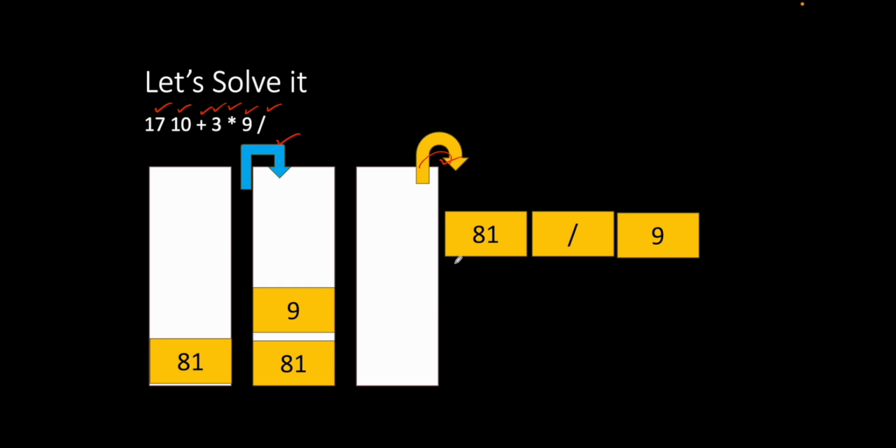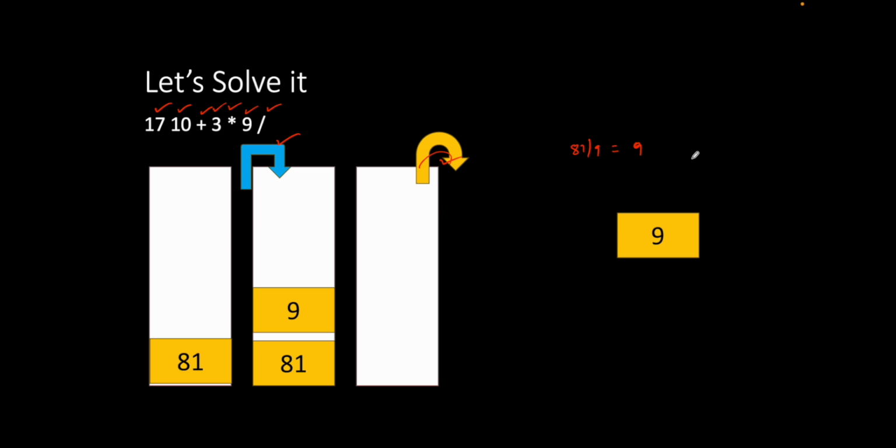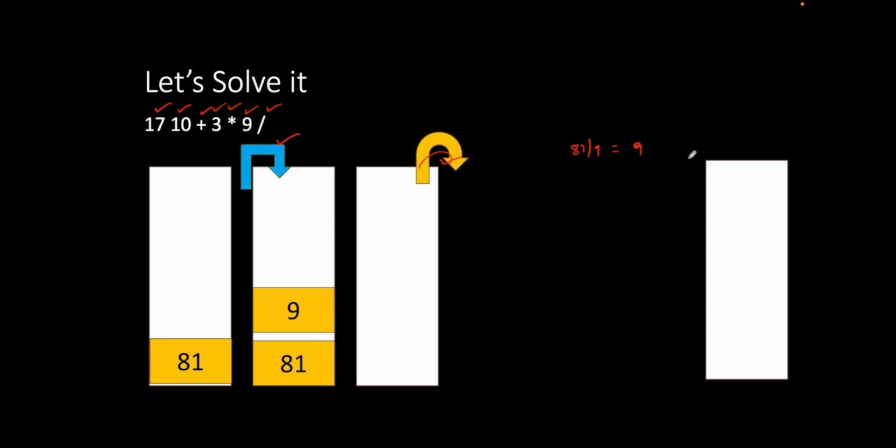My stack is currently empty, so we need to perform the mathematical operation here. 81 divided by 9 is equal to 9. Right. Whatever result you get, you should push the same result into the stack. Currently my stack is empty, so this is my empty stack. I will push the answer, 9, onto this stack.